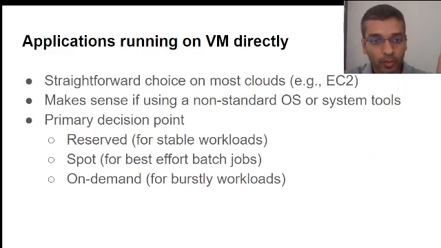So now let's look at the secondary level questions that you have to answer when you've decided that you need to run your applications on VM. Then you have a straightforward choice on most clouds. Typically, there will be a single choice. If it's AWS, it will be EC2. So you have to go for EC2. And of course, it makes sense only if you have an OS or a system tool requirement, which means that you need to control the operating system. Once you decide you want to run on, for example, EC2, then you have three choices. And these are common across all platforms. You can go for reserved, you can go for spot, or you can go for on demand.